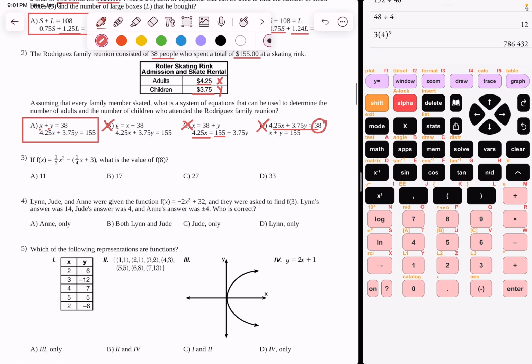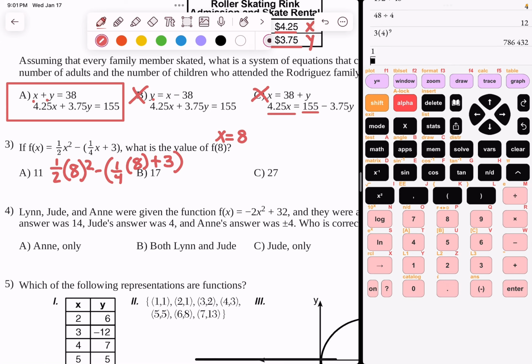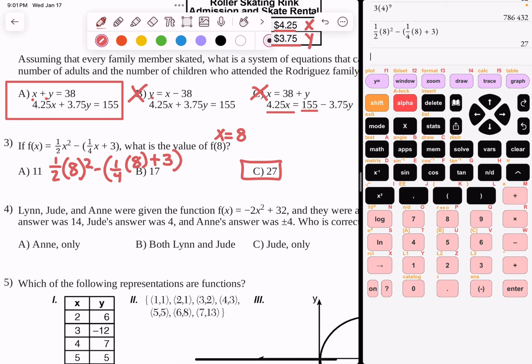Let's look at 3. If f of x equals 1/2 x squared minus parentheses 1/4 x plus 3, close parentheses, what is the value of f of 8? This is telling us that x equals 8. So I'm going to rewrite my expression that I was given, and anywhere I see x, I'm going to put in 8. All right, let's try this. So 1/2 parentheses 8 squared minus 1/4 and then parentheses 8 plus 3 parentheses. And we get 27, which is answer choice C.